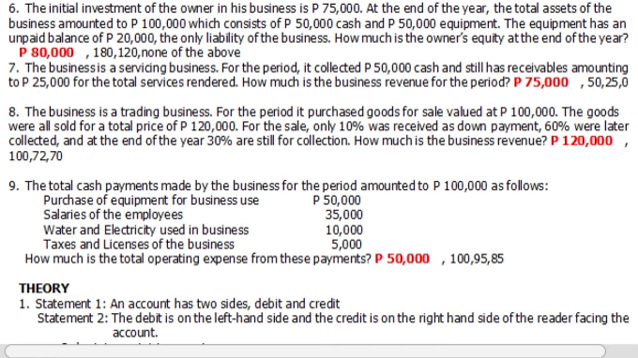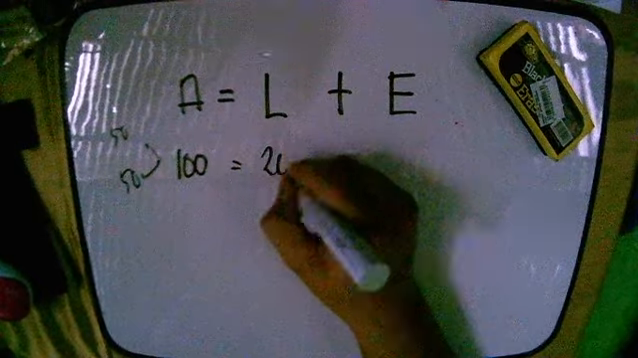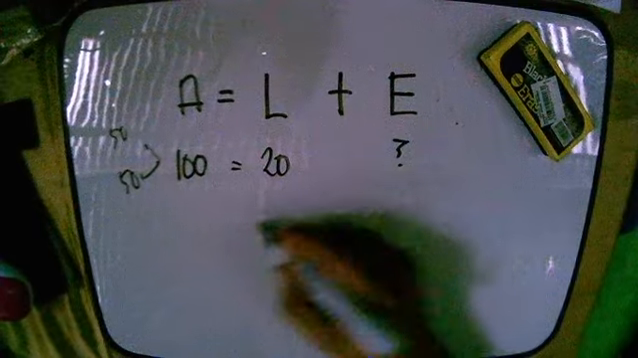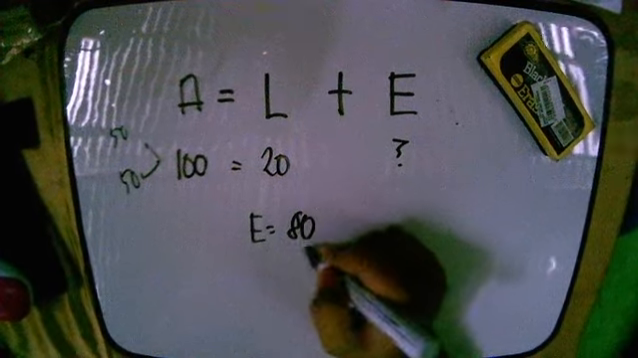So, diretso na tayo dun sa given na at the end of the year, the total assets of the business amounted to 100,000. Sabi daw itong asset na consists of cash and equipment. And then, meron daw unpaid balance yung ating equipment, which is the only liability, 20. Equity natin is equal to 80,000.